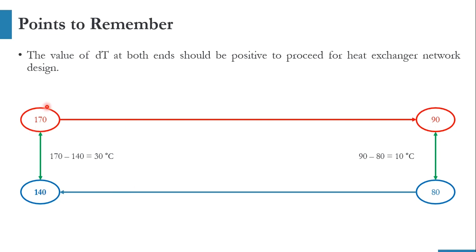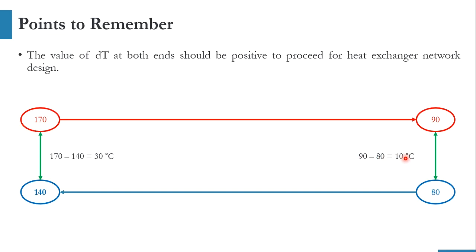Now at this end, which represents the hot in minus cold out, its answer should be positive. In this case, it is positive: 170 minus 140 is equal to 30 degrees centigrade. Similarly, hot out minus cold in should be positive as well: 90 minus 80 is equal to 10 degrees centigrade. If for some reason it is 100, then it will be 90 minus 100, meaning minus 10, so you cannot place these matches over here.